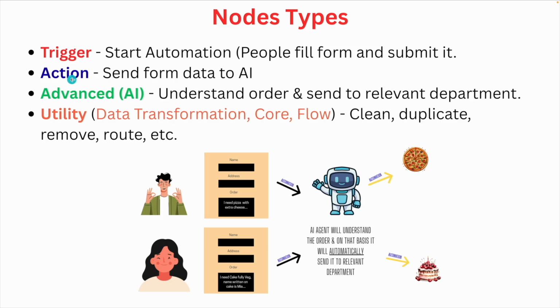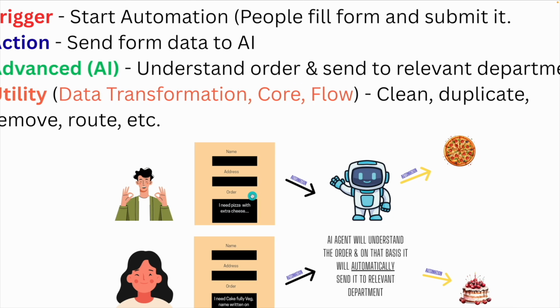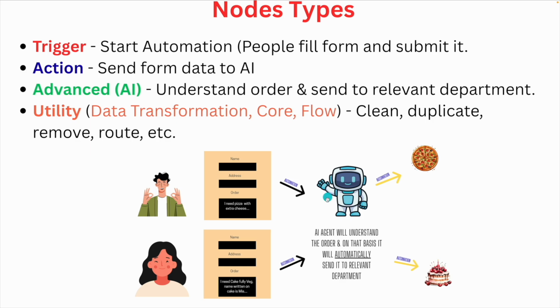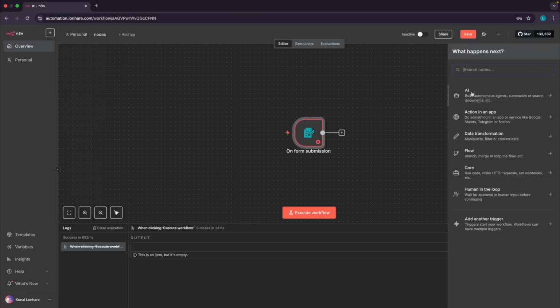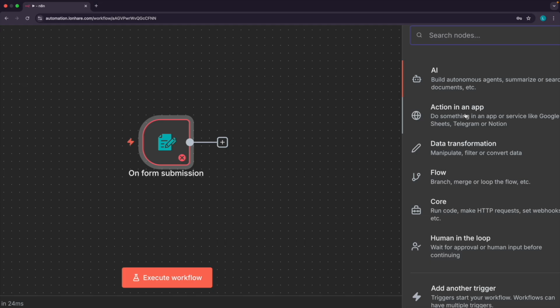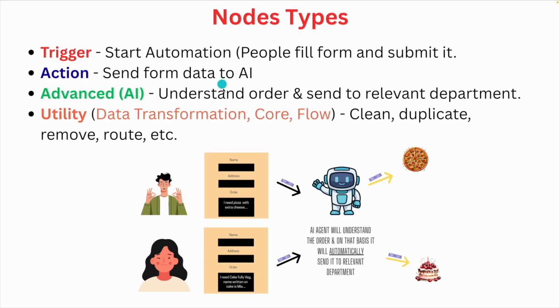Then we have the action. It basically sends the form data to AI. Suppose whatever the user has written, like I need pizza with extra cheese, all this data like name, address, and order goes from the form to AI through the automation using the action. If you see here, after clicking on the plus button, you have this action in app. This will help you do plenty of things. Don't worry, I have just given you one example, but it can do plenty of other things as well.